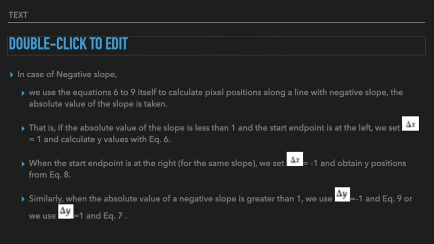Then similarly, if the absolute value of the slope is greater than 1, then you have to use delta y equal to minus 1, and you use equation 9. And if delta y is equal to 1, that is drawing from left to right, then you take delta y equal to 1, and you use equation 7 to draw the line.